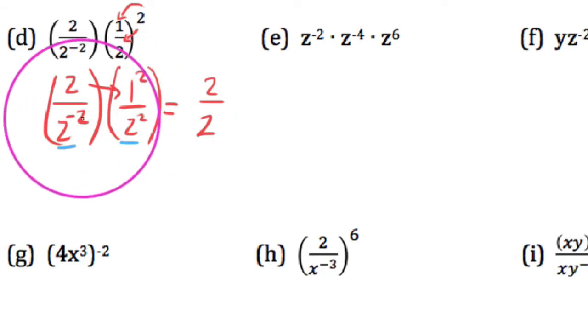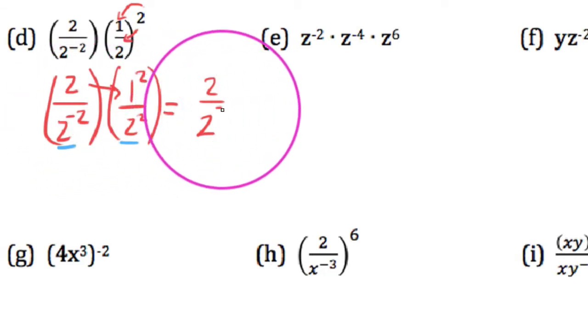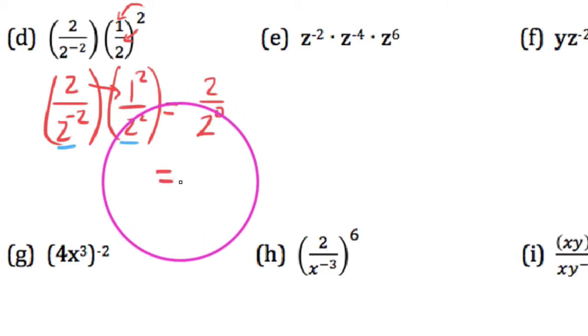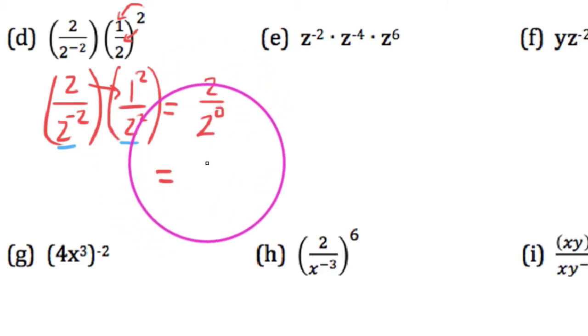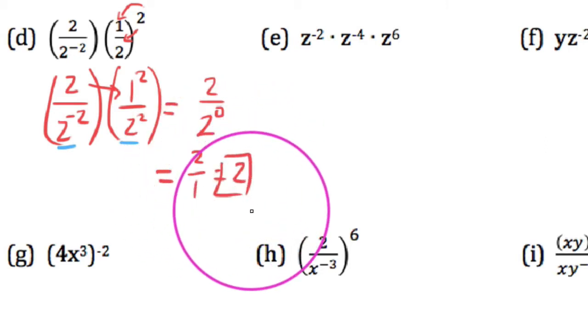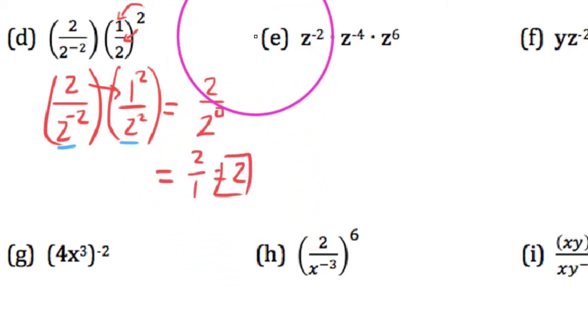So we get 2 to the negative 2 plus positive 2 factors of 2. We get 2 to the 0. And recall from previous videos or explorations that anything to the 0 power besides 0 itself is 1. So we get 2 over 1. So this all comes out to be 2. Cool. All right, so letter E.